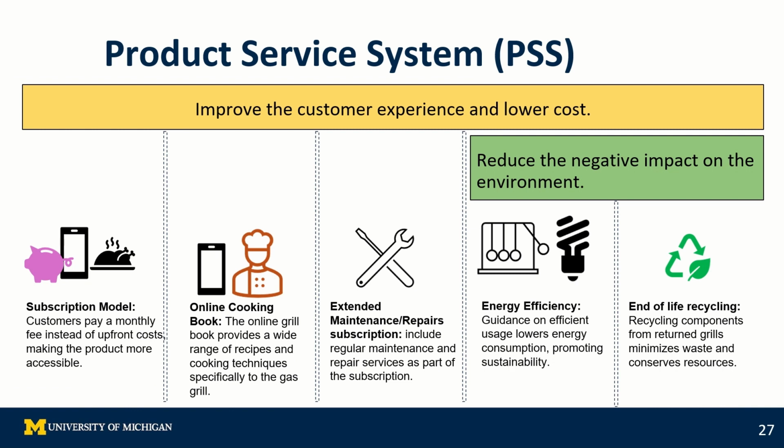For a product sharing system, the goal is to improve the customer experience and lower costs by adding a subscription model where customers pay a monthly fee instead of upfront cost, online cooking to provide recipes and cooking techniques, extended maintenance to provide regular maintenance and repair services, and we also reduce the negative impact on the environment by adding energy efficiency and end-of-life recycling.